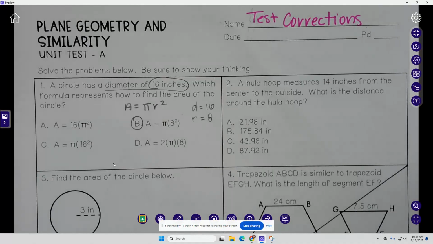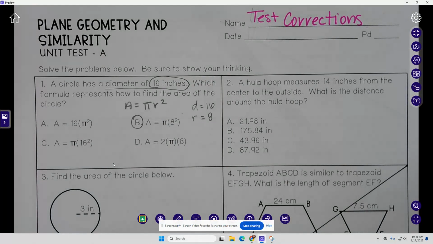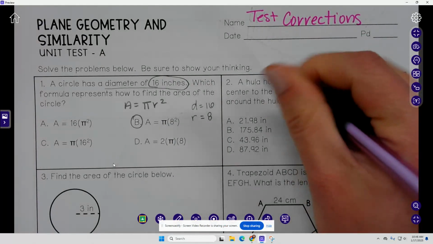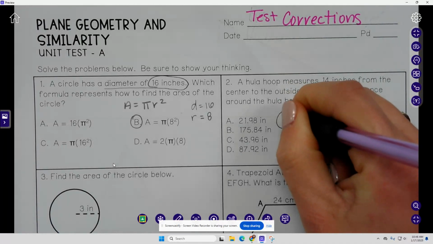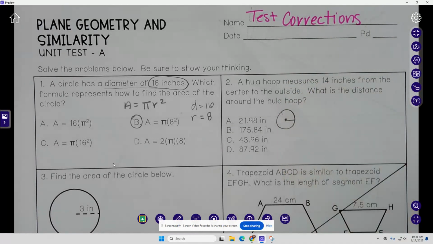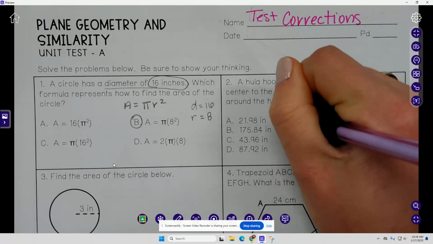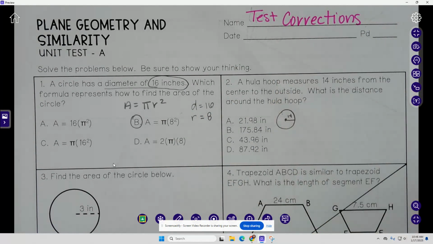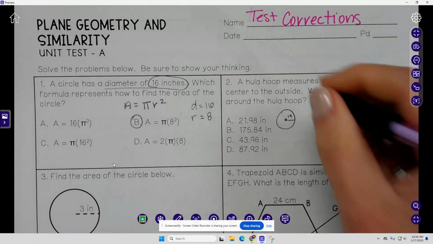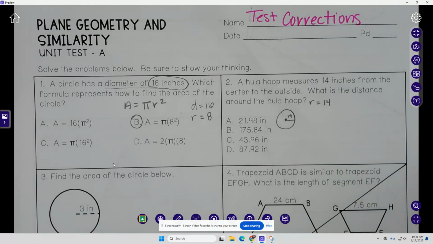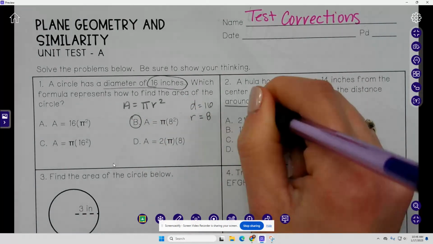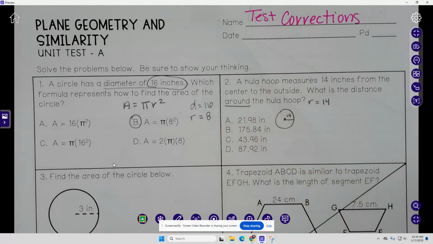Number 2, a hula hoop measures 14 inches from the center to the outside. So if I were to draw my circle from the center to the outside of the hula hoop, so that's 14, we see that this from the center to the outside means it's a radius, so a radius of 14. What is the distance around the hula hoop? That word around means circumference. So I'm going to use the circumference formula.